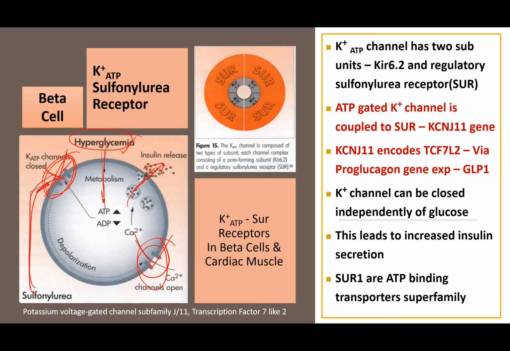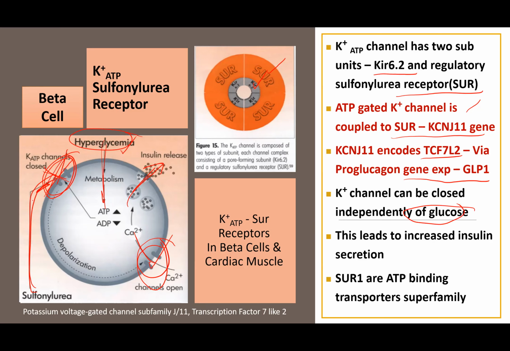The KATP channel has two subunits, KIR 6.2 and the regulatory part. This is the SUR part and the KIR 6.2 part. The regulatory part is the SUR part. The ATP-gated potassium channel is coupled with SUR. That is the SUR receptor, the sulfonylurea receptor. The KCNJ11 gene encodes KIR 6.2, and TCF7L2 acts via proglucagon gene expression or GLP-1. That is how GLP-1s are stimulatory at the beta cell. The K channel can be closed independent of glucose. We are not asking glucose to do this job.